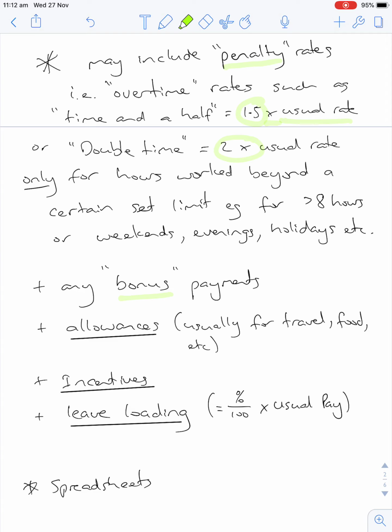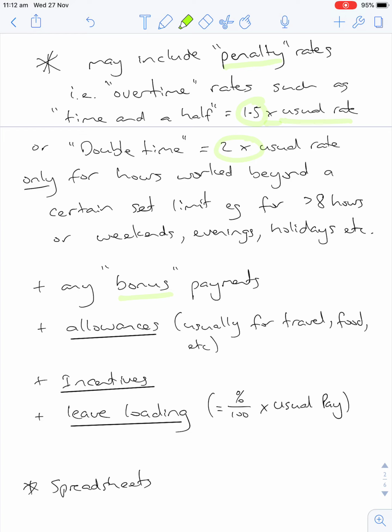Allowances, which generally are a set dollar amount, so they're not a per hour thing. That's usually a per day sort of thing, and that's usually for travel or food. If it's travel, it might not be a set dollar amount. For travel, it might be so many cents per kilometre or something like that.